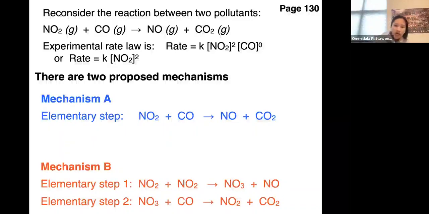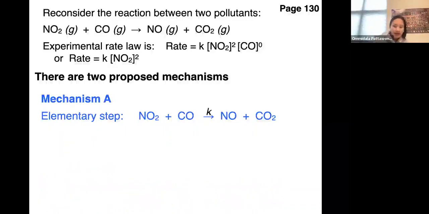Okay, so let's take a look at A first. Okay, so A, elementary step. Since we talk about the rate, that means in this case, when these two collide, it's going to undergo a certain rate of reaction. So I'm going to give this forward rate constant equal to k. I don't know what it is, I'm just going to use k in this case. So this reaction involves a certain rate constant.